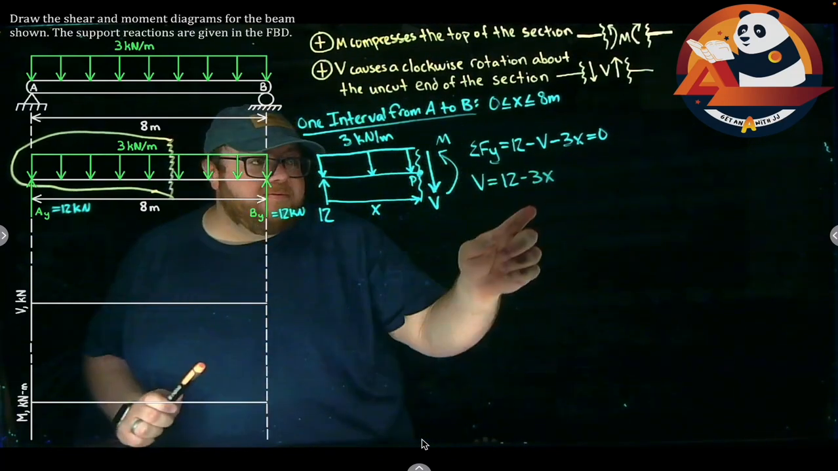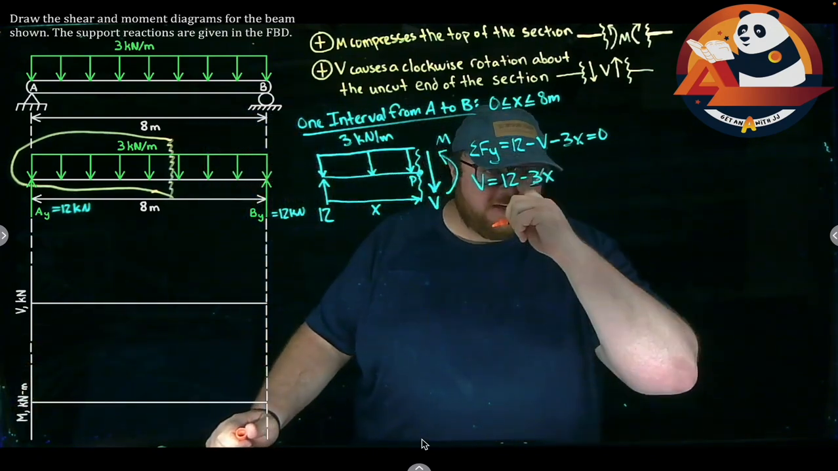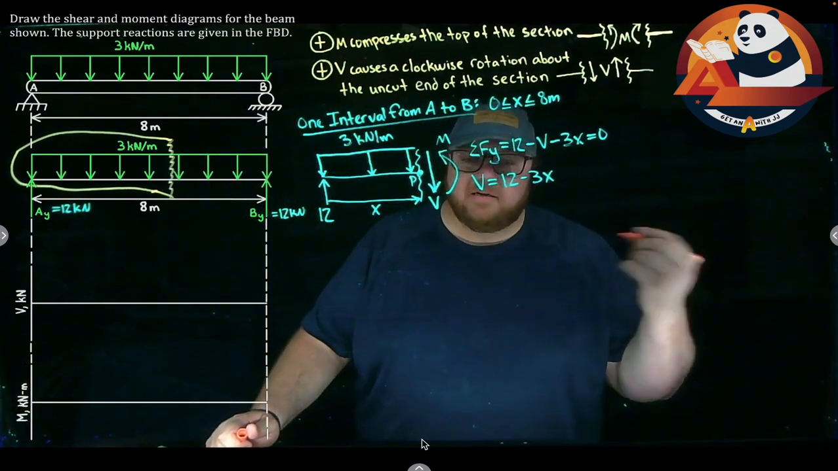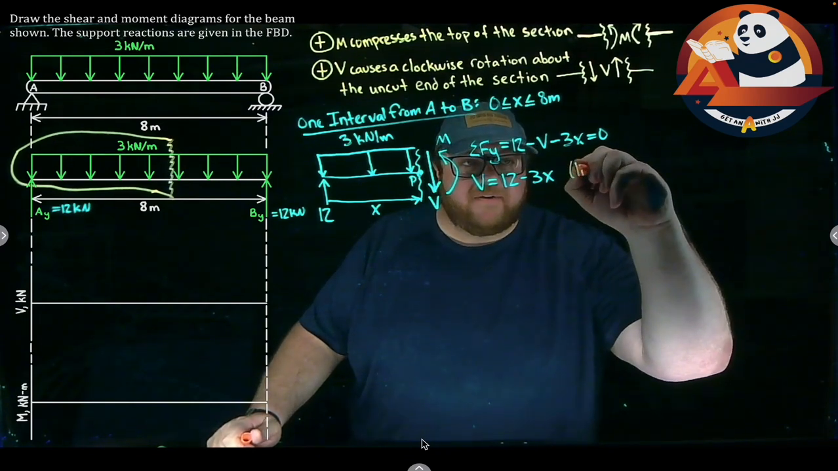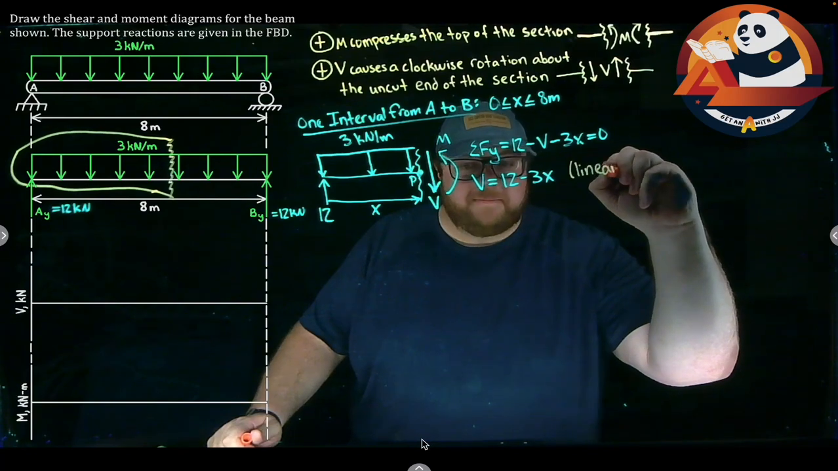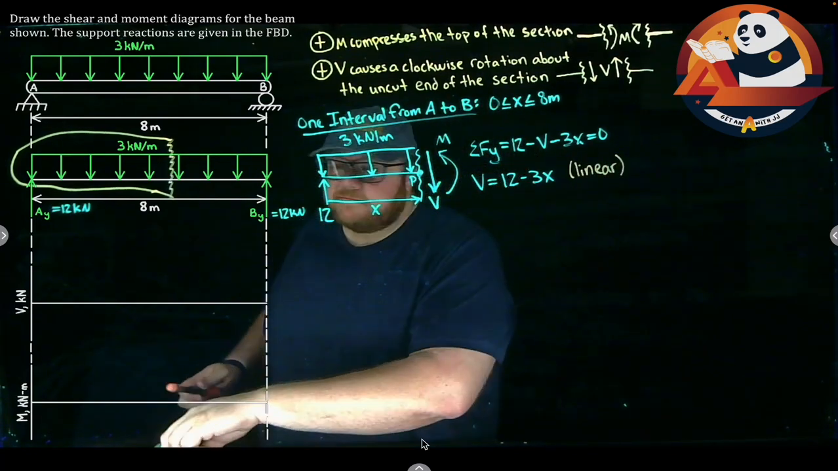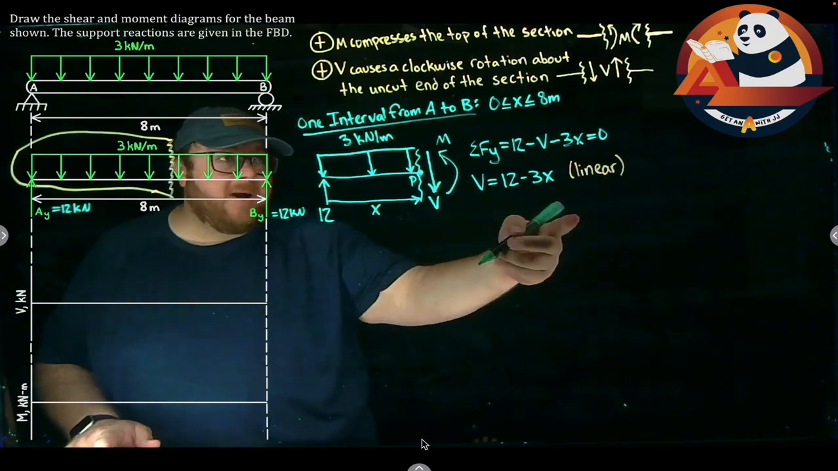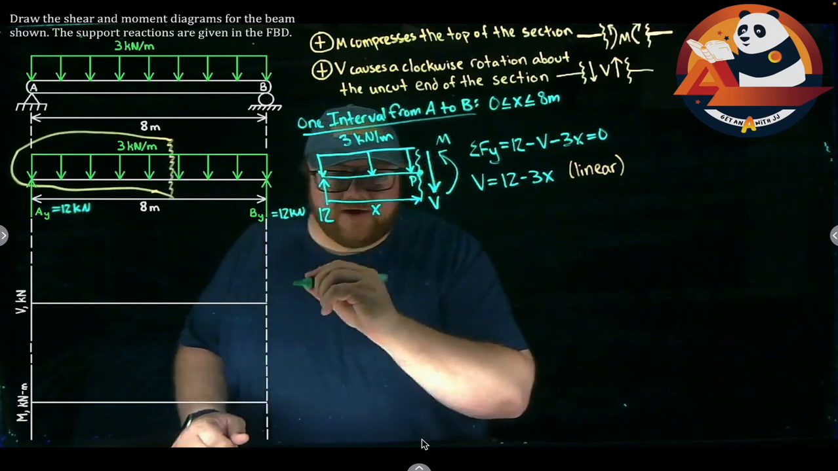If we think through the shape of that, 12 minus 3x is like a y equals mx plus b equation. Negative 3 is the slope. 12 is our intercept, b. This is a linear function. So when I plot this, I should be plotting a nice linear line for everything. But from there, let's check our boundary conditions. I want to know what's happening at 0 and at 8. So we'll put in those.